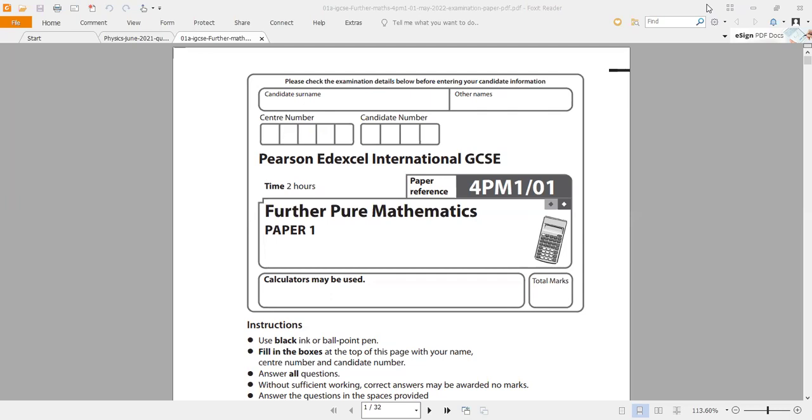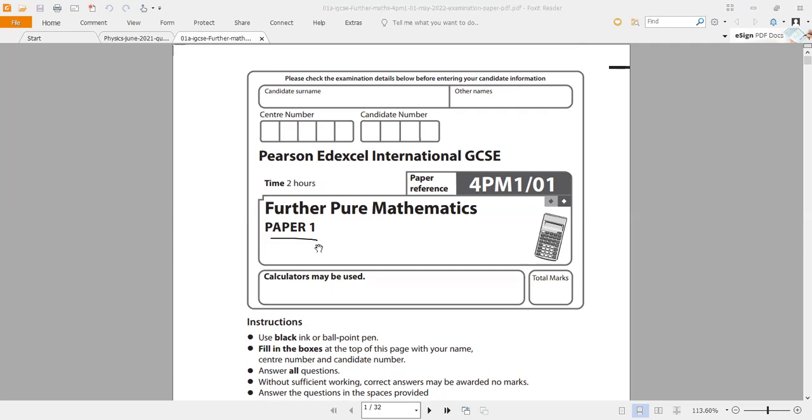At this moment we'll be solving some problems in further pure mathematics from a Pearson Edexcel International GCSE past question, further pure mathematics paper 1. And in this class we'll be solving questions 1 and 2 because of time. So quickly we start with question 1.